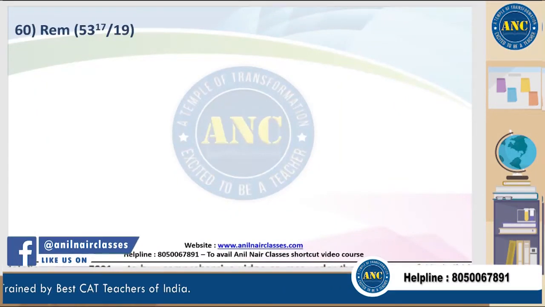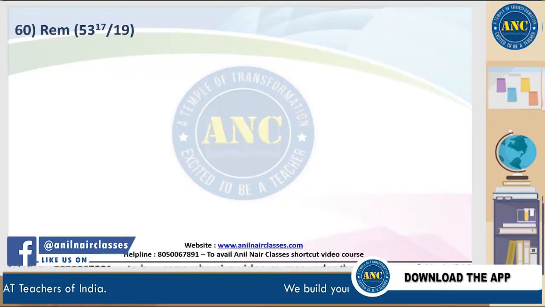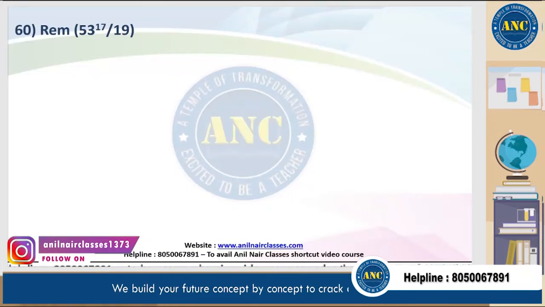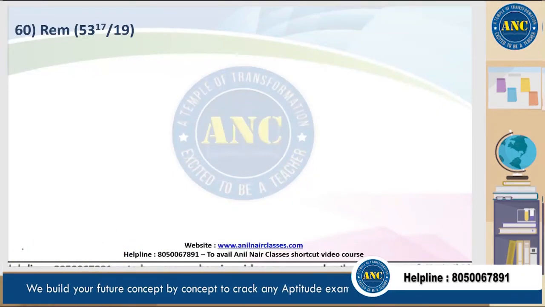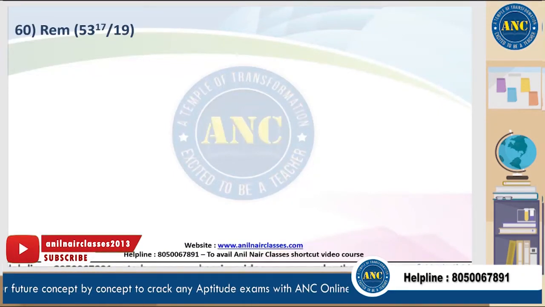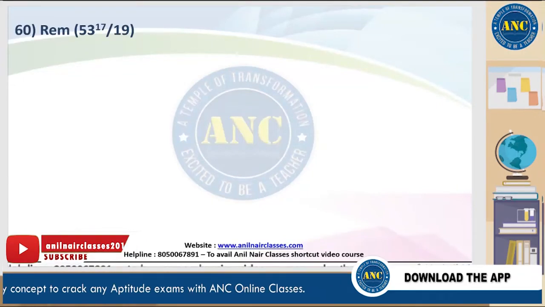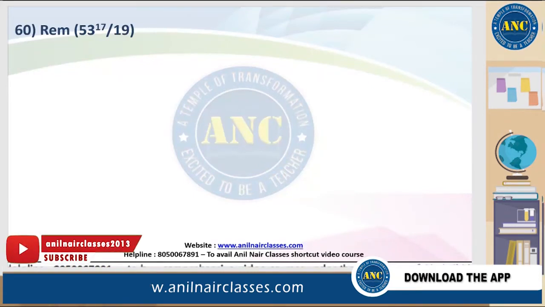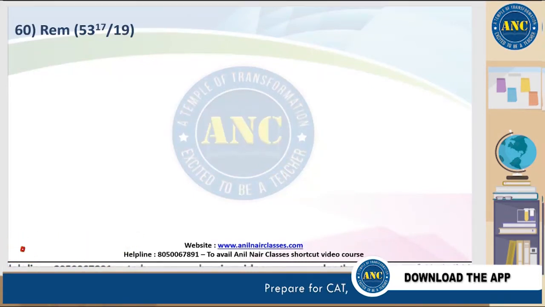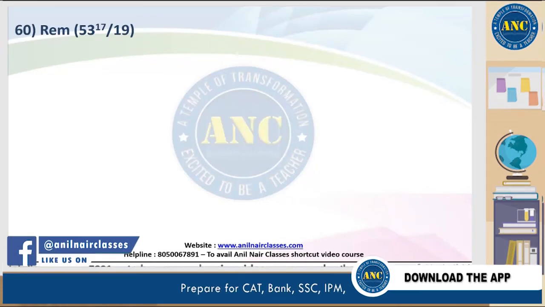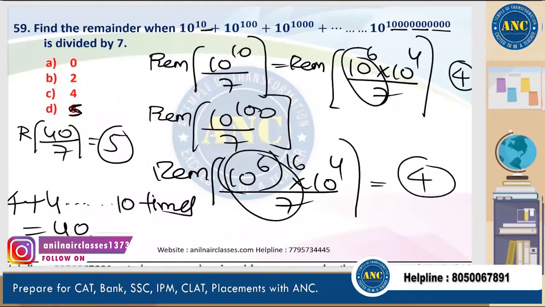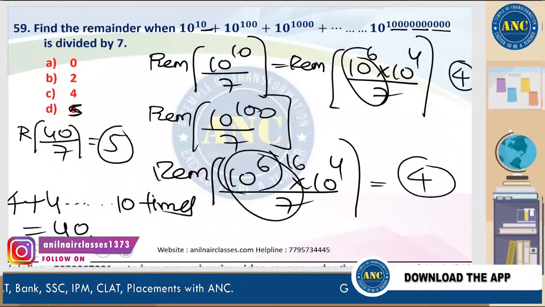If the denominator is 7, power will be 6. So 10 power 6 into 10 power 4 by 7. 10 power 4 gives 3 power 4, which is 81. 81 divided by 7: 7 11s are 77, remainder 4. The 4 is coming from the 10 zeros, so total 4 is added 10 times. So 40 divided by 7, 7 5s are 35. Answer 5. Next one.